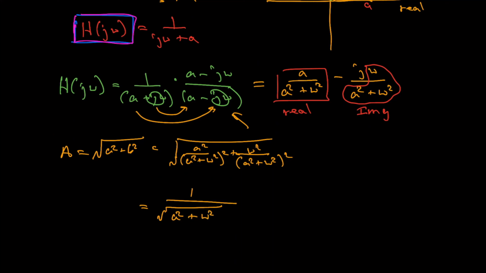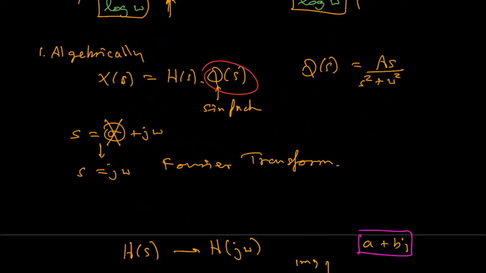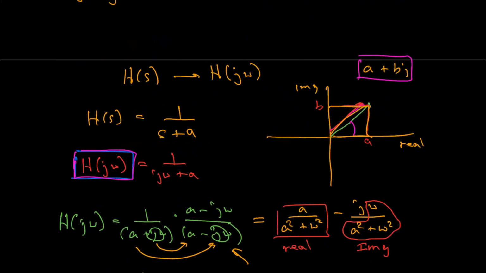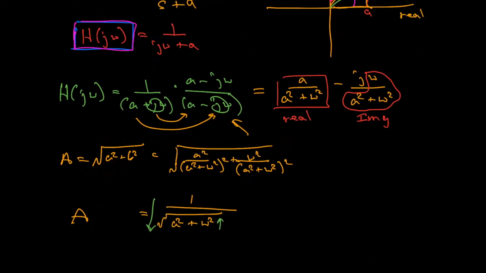Okay. So that's the amplitude. Now, of course, you can see that this value is maximal when the frequency is 0. As the frequency increases, however, this ratio drops. So that matches what we saw in the Bode plot. So as the frequency goes up, it drops, and that's reflected in this equation.